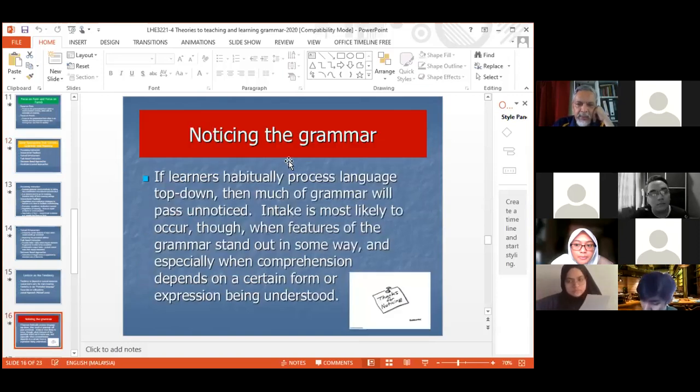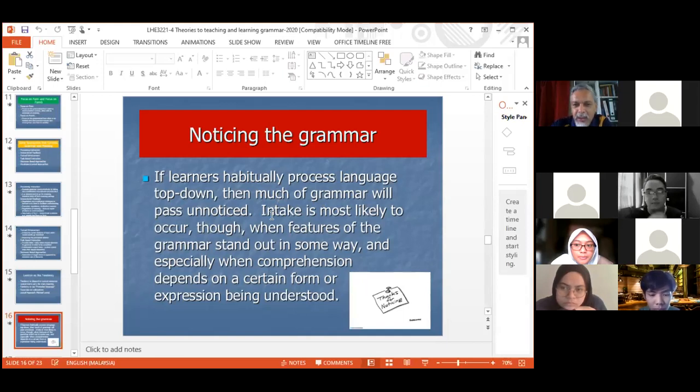This is the comment about noticing the grammar. And this is, I think, something that is important also, because if you read this, it says if learners habitually process language top down, and this is what people normally do. When we talk to somebody or when we read something, we process it top down. That means we go for the meaning. We're interested in what it says, right? But if we do that, much of grammar will pass unnoticed.